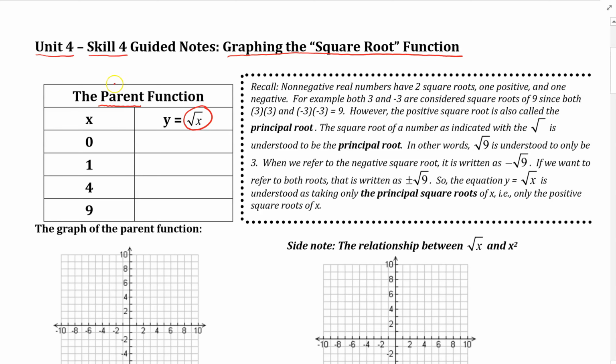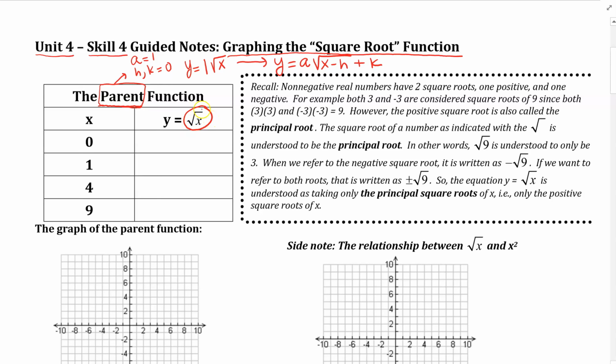Because basically the parent function is when a is 1 and h and k are 0, meaning there's just a 1 being multiplied outside of the square root and then nothing is being added or subtracted to x either inside or outside of the square root, because eventually we're going to be looking at things where a may not be 1 and something might be added or subtracted to x on the inside and then also on the outside of the square root. But before we get to those, we like to go back to the parent function where it's just plain and simply square rooting just the x.